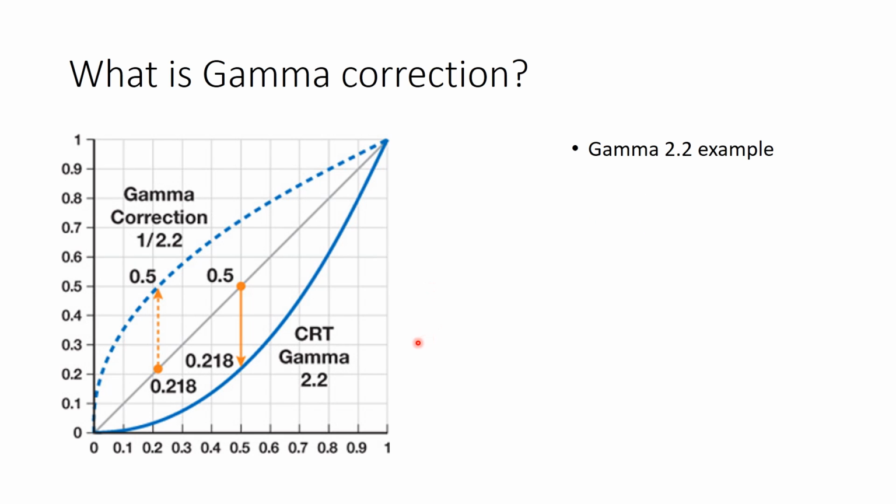For example, if we are using a CRT monitor with a gamma of 2.2, the gamma correction will be the inverse of the current gamma of the monitor. And in this plot, you can see that blacks remain blacks and that white remain white.